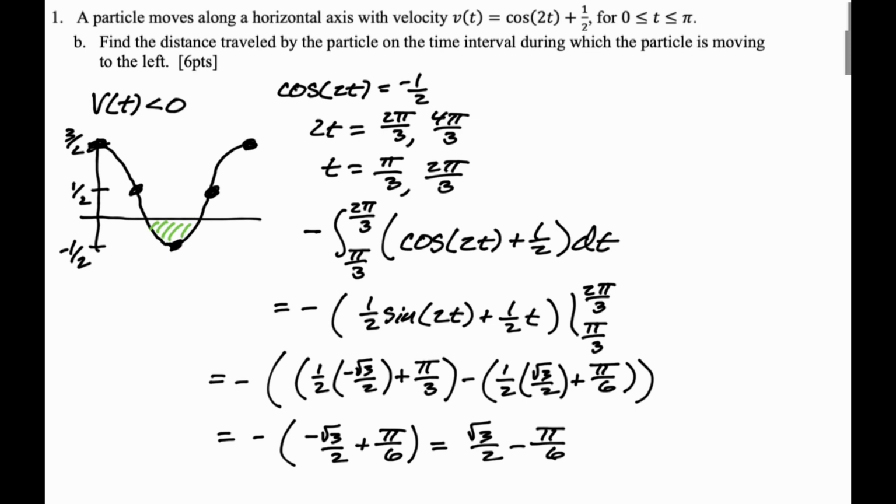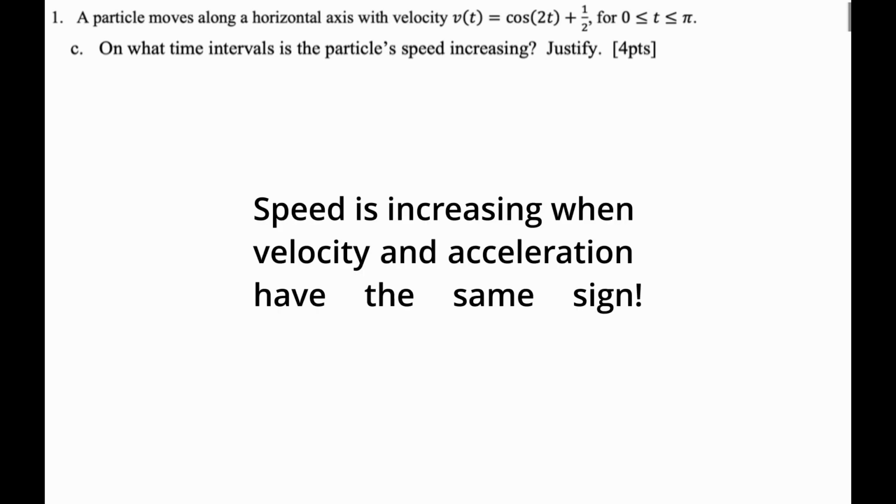Okay, let's look at the next part. On what time intervals is the particle's speed increasing, and we want to justify? So for speed, we need the velocity, and we need the acceleration so that we can figure out where they're both positive or both negative because we want increasing. So we already know velocity. I'm just going to copy that over.